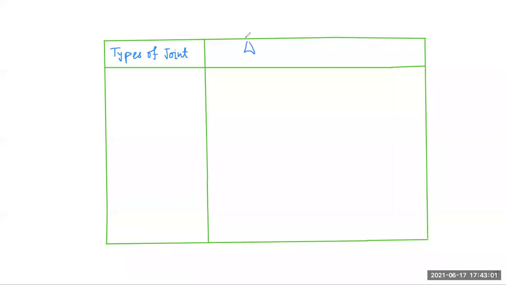Next one is your degree of freedom, type of joint, and here the degree of freedom is written. So basically I have reached up to the third point.